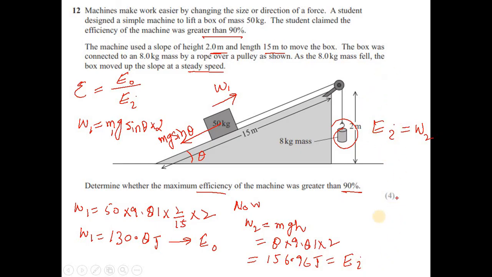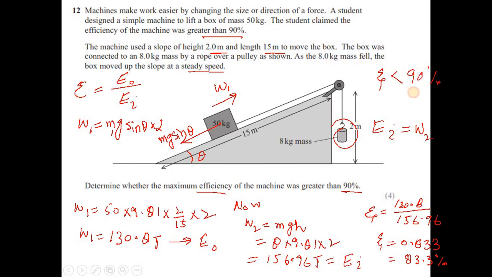So efficiency is equal to output upon input. So 130.8 divided by 156.96, or 157, you can round it off. So efficiency would be equal to 0.833 or 83.3%. Clearly, the efficiency calculated is less than 90%. So it is not greater than 90%, it is less than 90%.